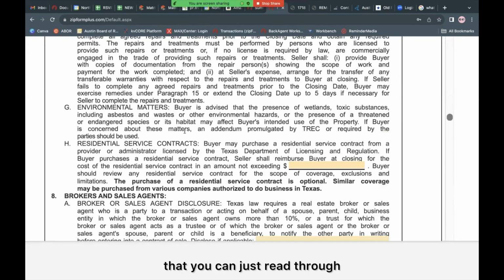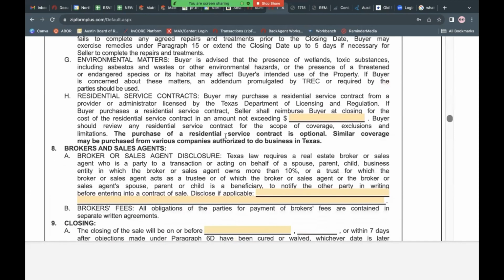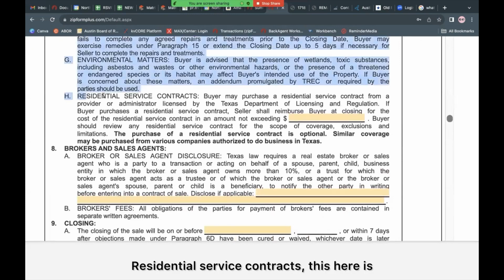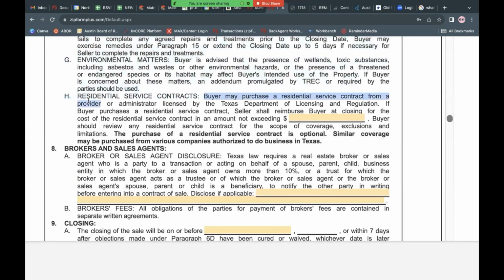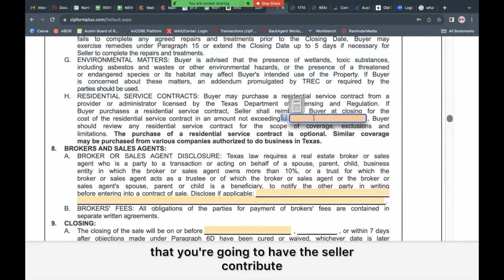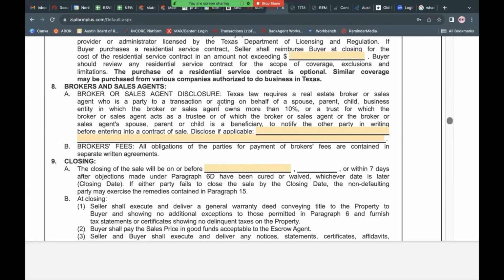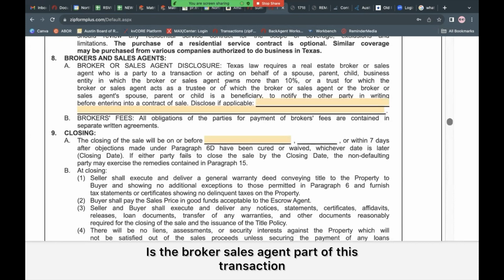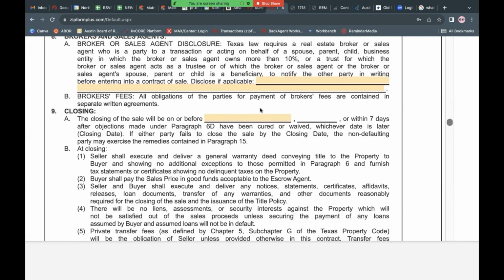Again, more things that you can just read through. Residential service contracts. That's talking about the home warranty. So we would say that you're going to have the seller contribute this amount to your home warranty for the year. Is the broker or sales agent part of this transaction?